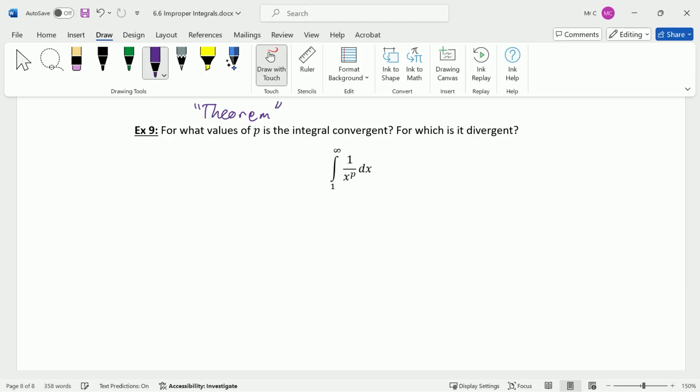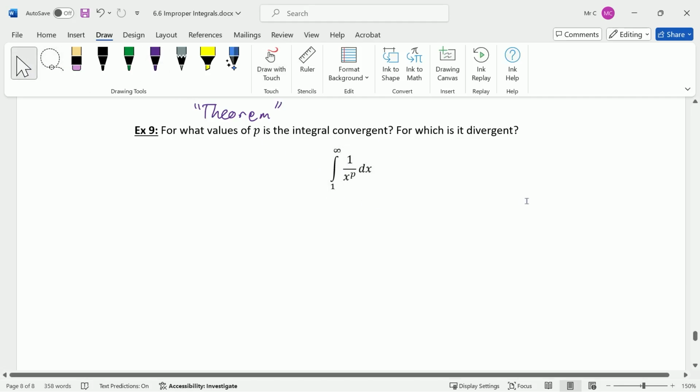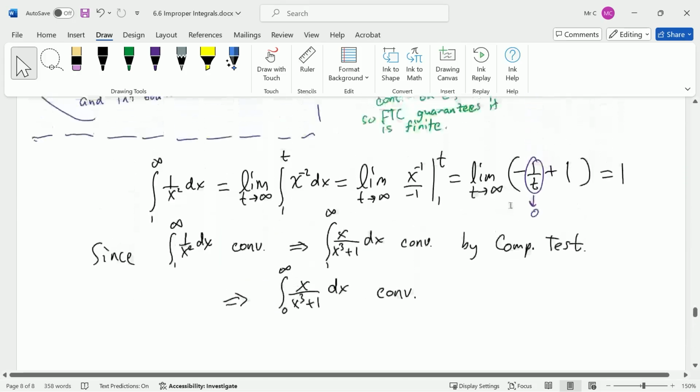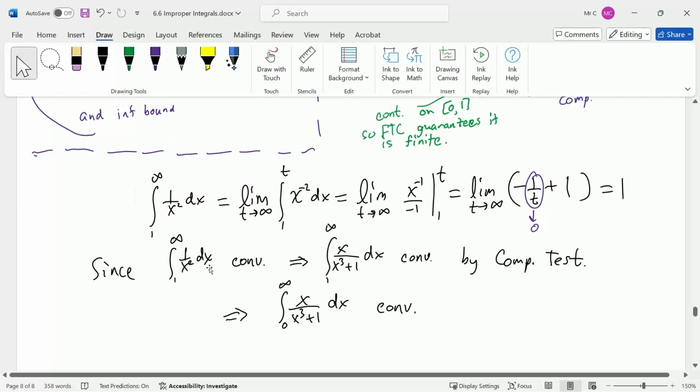For what values of p is the integral convergent? For which is it divergent? With the integral from 1 to infinity of 1 over x to the p dx. And this is very valuable to know because it tells you a lot of these comparisons.